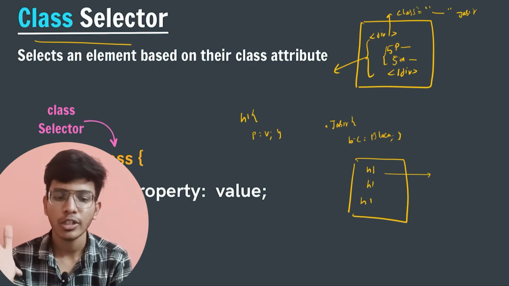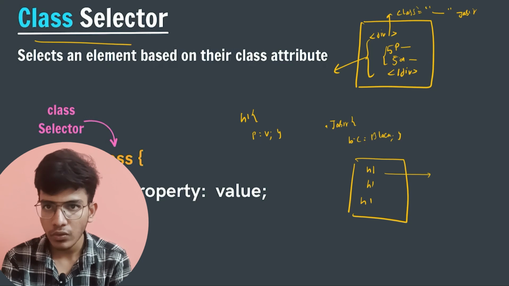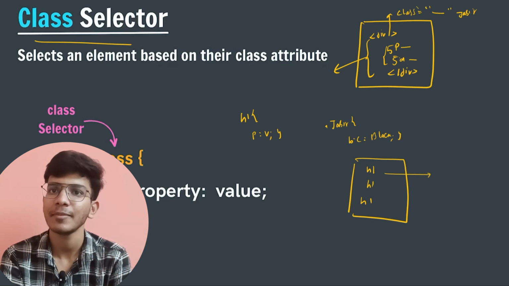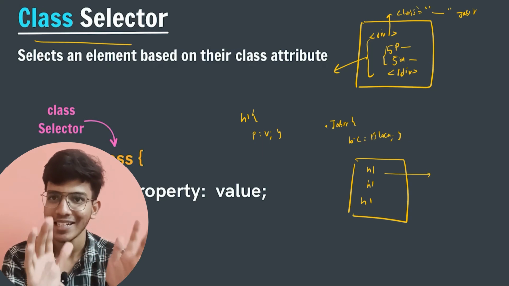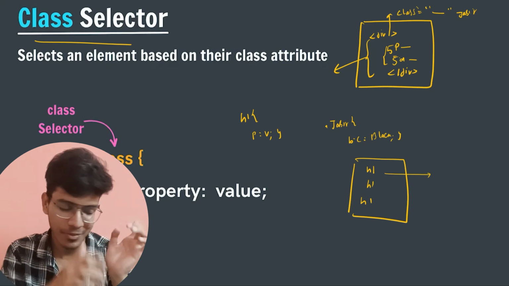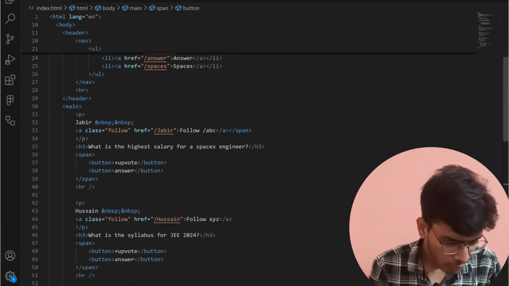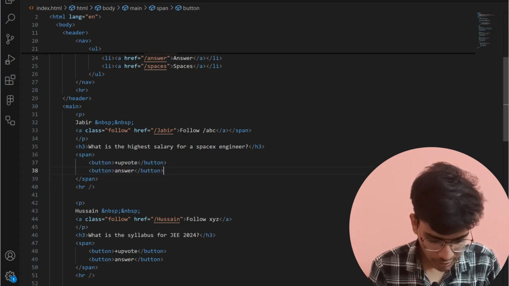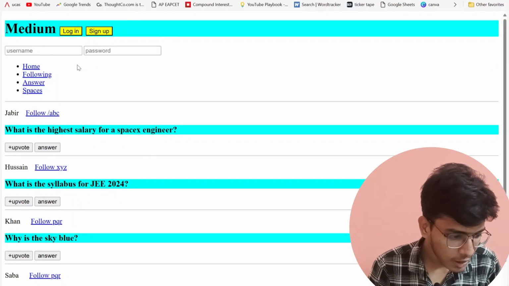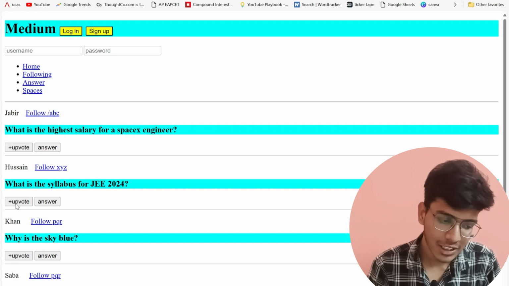So the thing you need to remember is that the class selector is used to give styling to a group of elements at once. I hope you are getting it. I hope you are with me. Okay, so let me show you what I meant. I have different buttons, right? Let me go to the document. So I have buttons called upvote and answer, and these buttons are repeating.